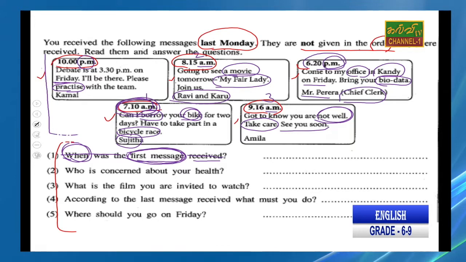So you want to find where the first message is. Here 10 p.m., 8:15 a.m., 6:20 p.m., 7:10 a.m., 9:16 a.m. They expect from you the first message. When was the first message received? So you want to get it. This is the first message.